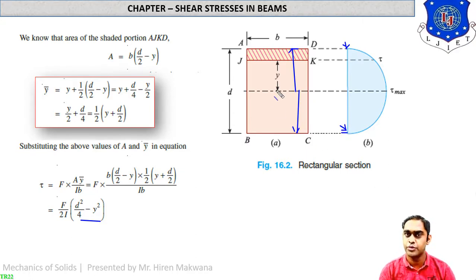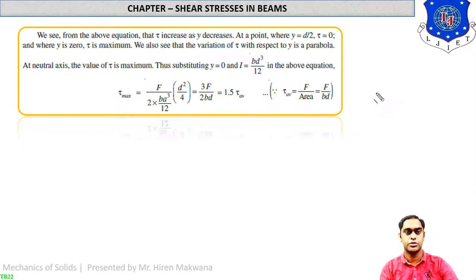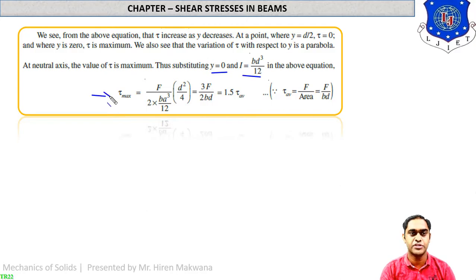And at the neutral axis, y equal to 0. So if you replace y equal to 0 over here, then the remaining value will give the maximum shear stress. So at the neutral axis, tau will be maximum at this layer. Okay, hope you can understand the phenomena. So substitute y equal to 0 and I equal to bd³ by 12 for the rectangular section, we will get the maximum value of the shear stress.